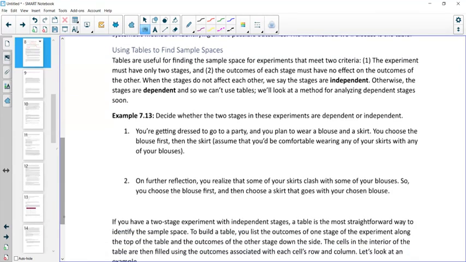So decide whether the two stages in these experiments are dependent or independent. You're getting dressed to go to a party and you plan to wear a blouse and a skirt. You choose the blouse first, then the skirt. It seems that you'd be comfortable wearing any of your skirts with any of your blouses. So does the blouse you pick affect the skirt? No. So these are independent.